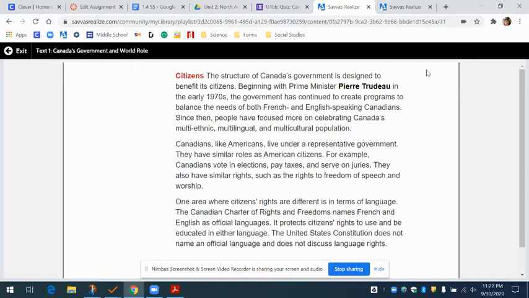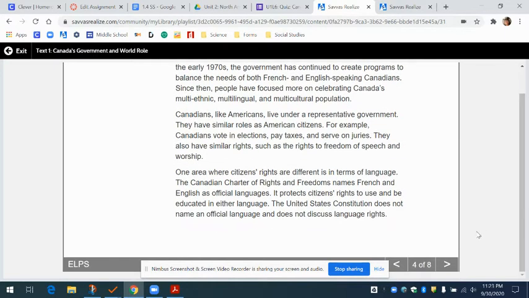One area where citizens' rights are different is in terms of language. The Canadian Charter of Rights and Freedoms names French and English as official languages. It protects citizens' right to use and be educated in either language. The United States Constitution does not name an official language and does not discuss language rights.